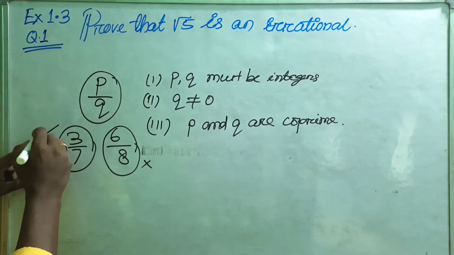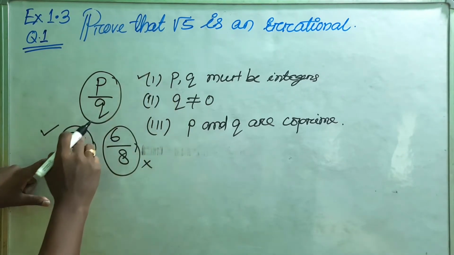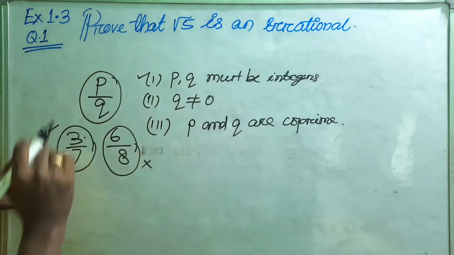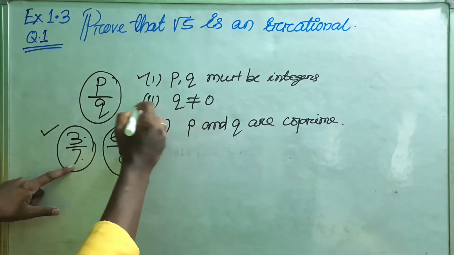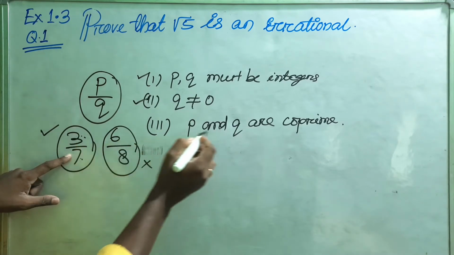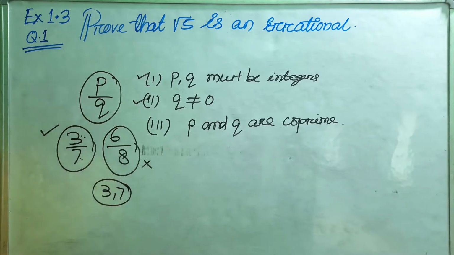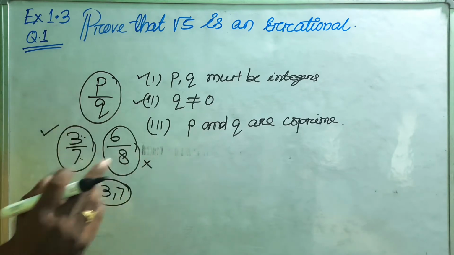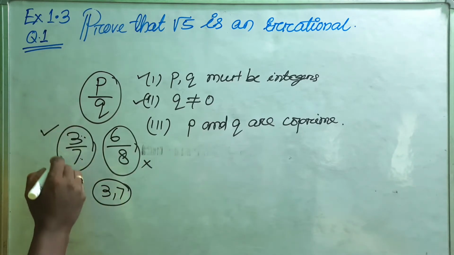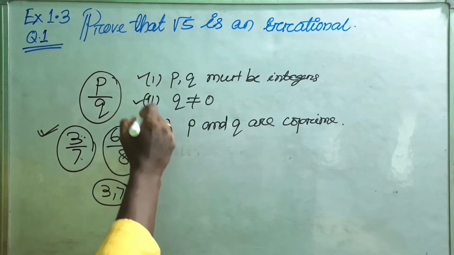Now look here, this number satisfies condition 1 because 3 and 7 are both integers. Then q is not equal to 0, which is also satisfied because here it is 7. Now 3 and 7 are co-prime because they are divisible only by 1, and no other factor divides 3 and 7. So this is a rational number, because it satisfies all three conditions.